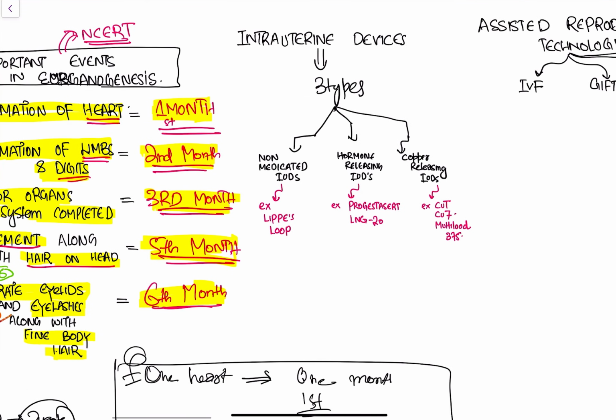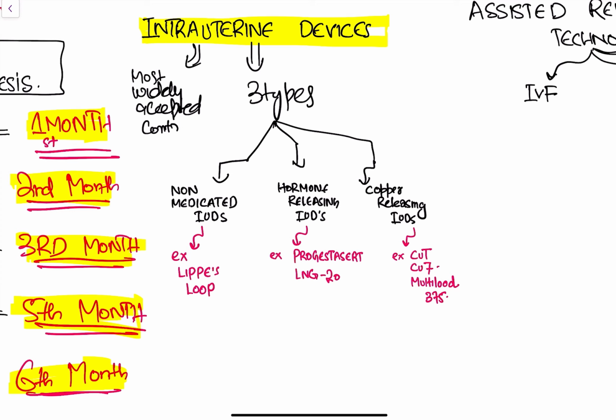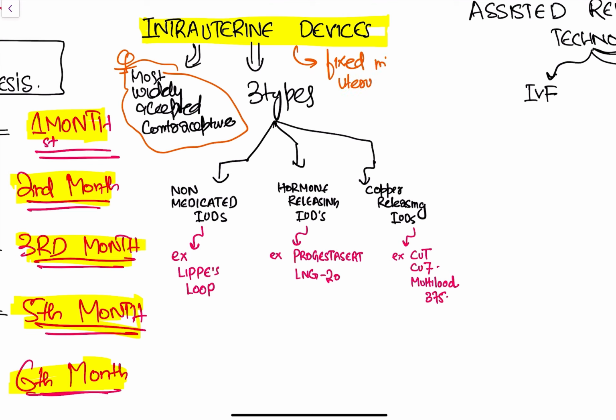Then next topic I have selected from reproductive health, that is intrauterine devices. You know that intrauterine devices are the most widely accepted contraceptive methods in India. This is important, it has been written in our NCERT. Very important. And these are the devices which are fixed in uterus by a gynecologist, by a specialist who is always a gynecologist.